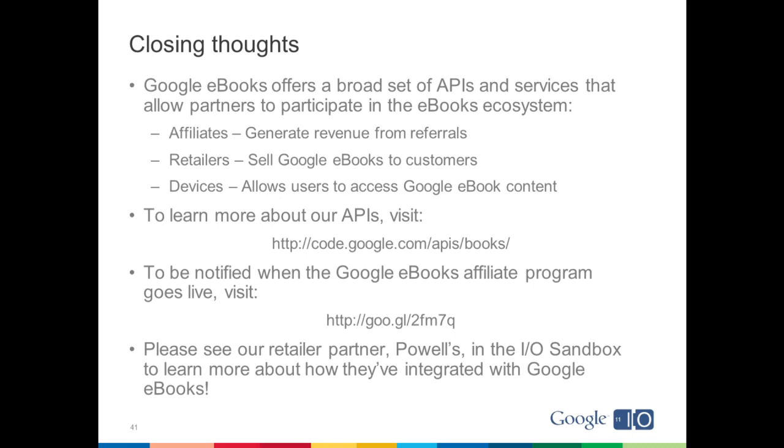If you'd like to learn more about our APIs, more detail than Kevin's gone through, please go to our code site, code.google.com/API/book. And currently, the Google eBooks affiliate program is still in an invitation-only beta, but it's going to be going live soon. And if you'd like to be notified when it goes live, you can visit that short link, goo.gl/2fm7q, and you can sign up to be notified there.